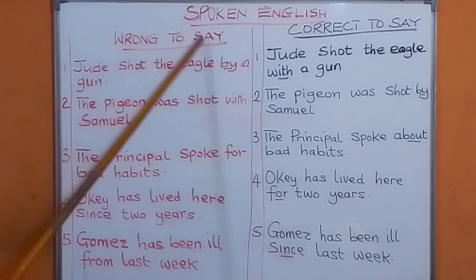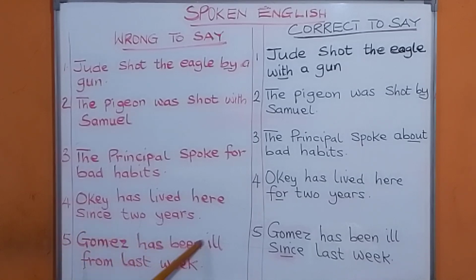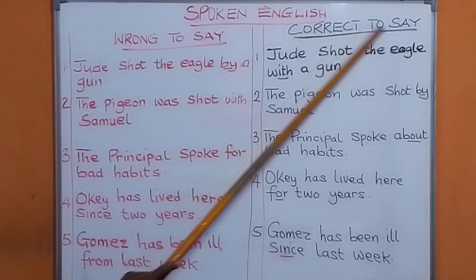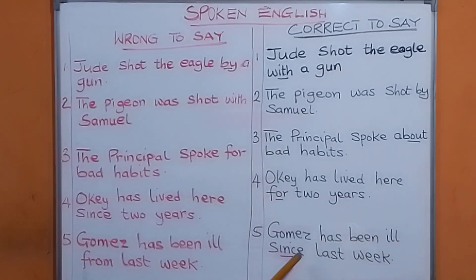Number 5, wrong to say, Gomez has been ill from last week. Don't say that. Wrong. The correct way to say that is, Gomez has been ill since last week.